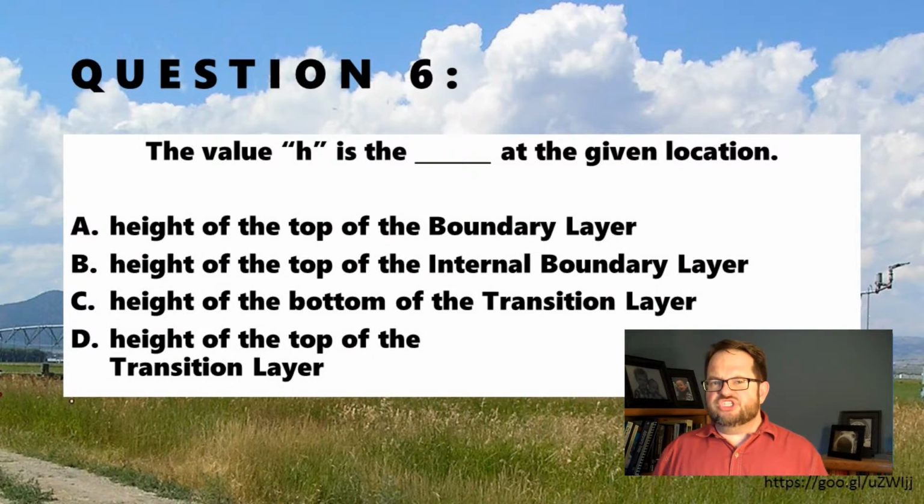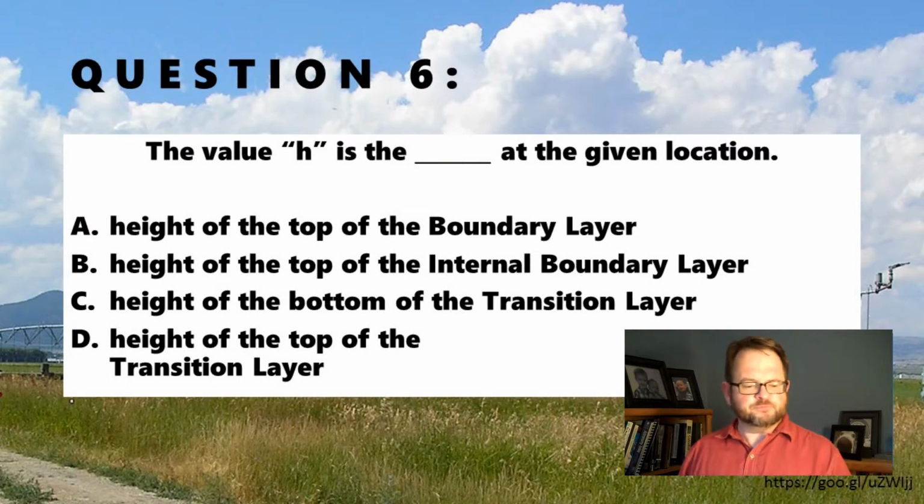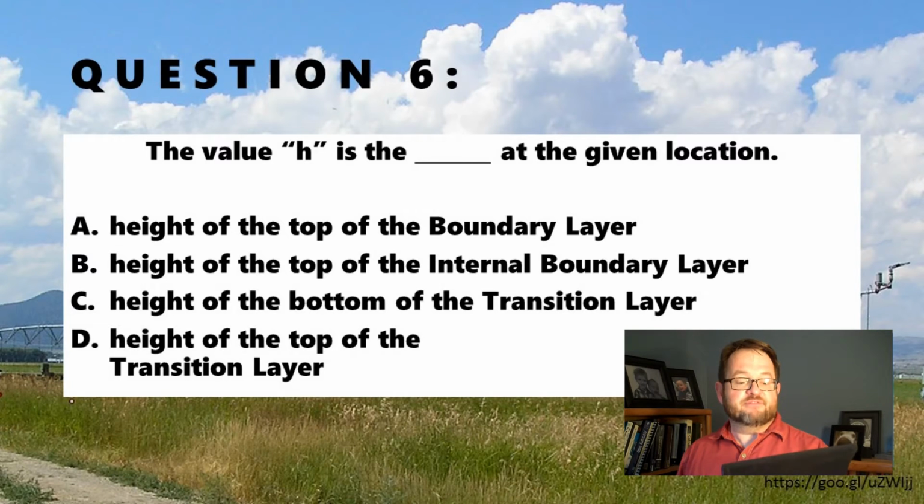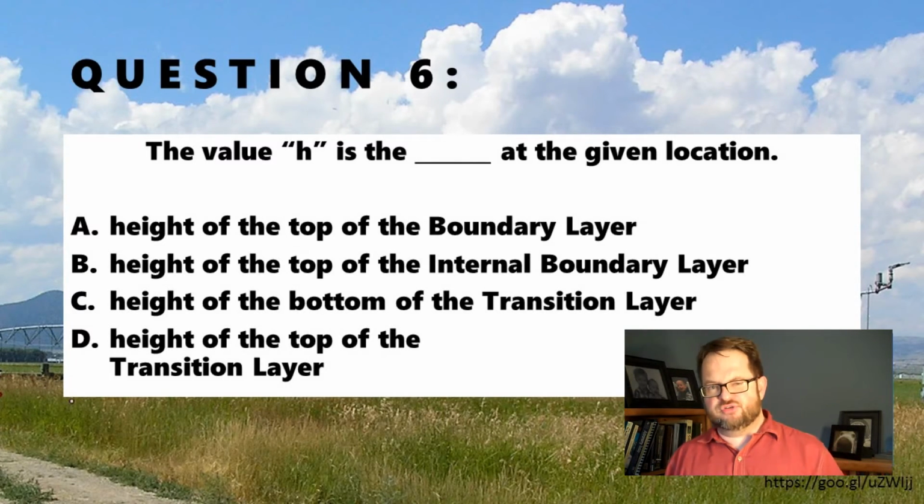Let's answer a couple quick questions before we finally wrap this lecture up. Question 6. The value of h is the blank at a given location. A, the height of the top of the boundary layer; B, the height of the top of the internal boundary layer; C, the height of the bottom of the transition layer; or D, the height of the top of the transition layer. Which of those is what h meant in those equations? Make a choice from those 4 options and get a little feedback before you move on to question 7.